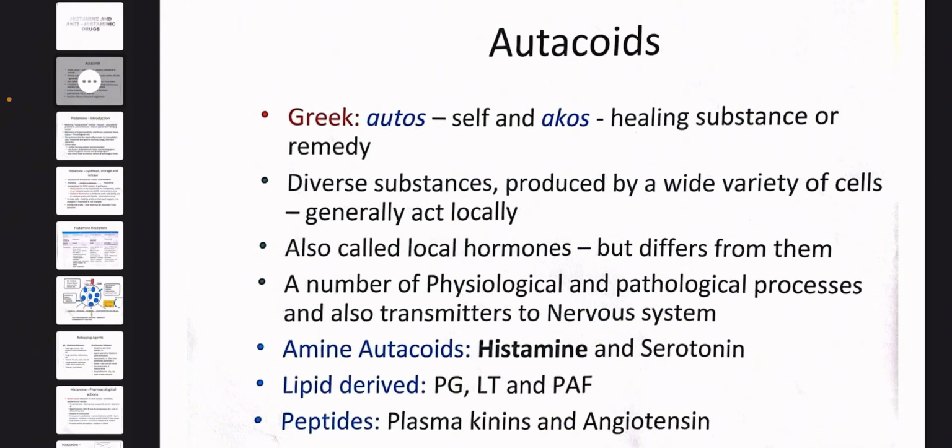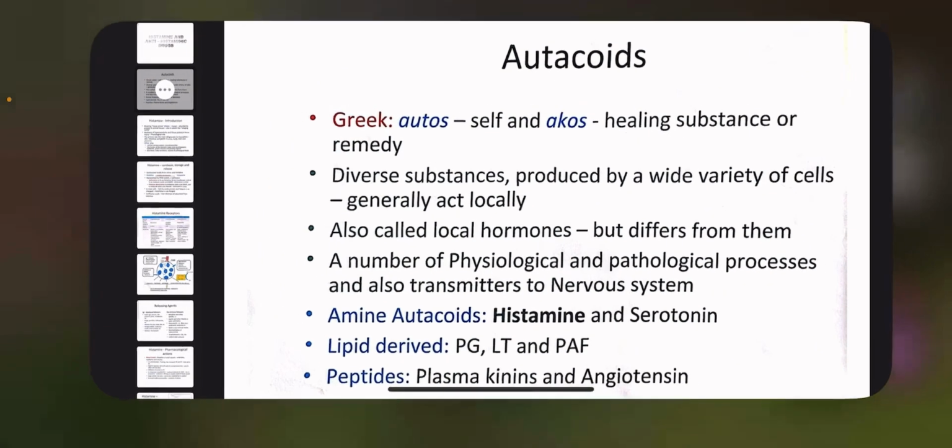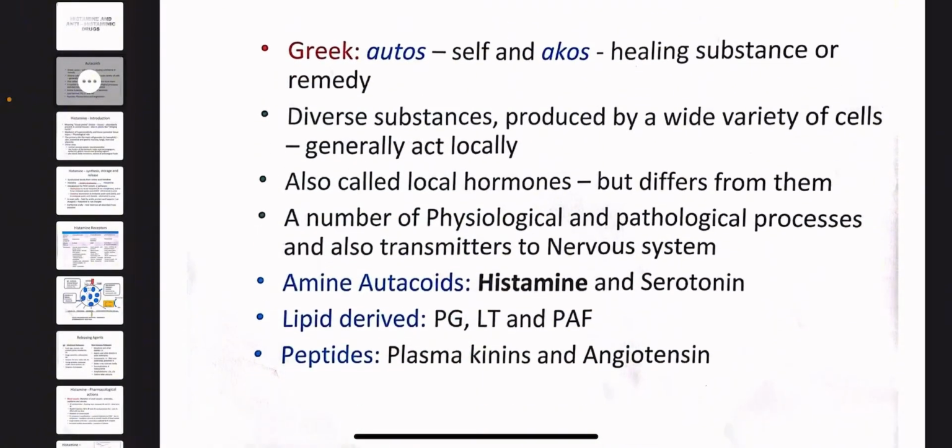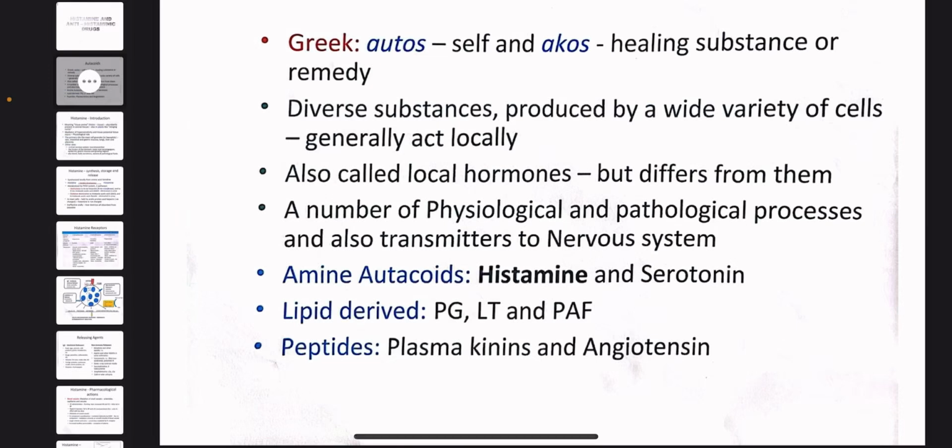An example of an autocoid is histamine. Histamine is not the only example of autocoids that we have. We have different types of autocoids as you can see there. We have amine autocoids, where you have histamine and serotonin. We have lipid autocoids, where we have prostaglandin, leukotriene, and platelet activating factor. Then we have peptide autocoids like plasma kinin and angiotensin. These are the examples of autocoids that we have.